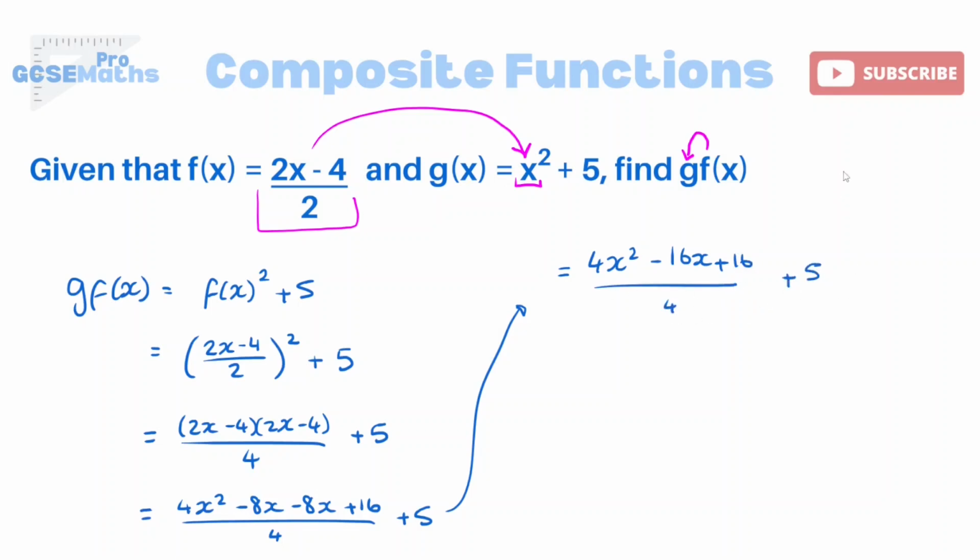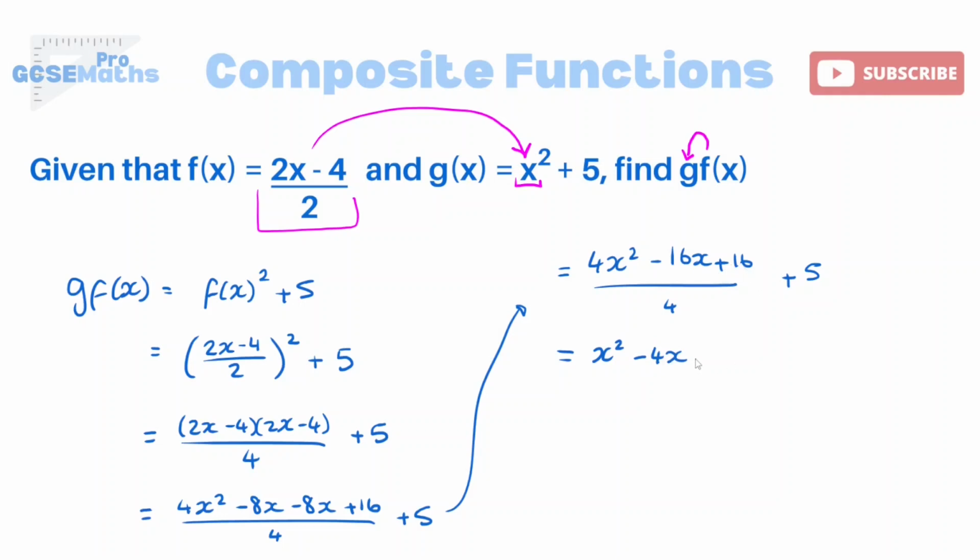Now, I can actually simplify this fraction because if all of the terms have a common factor, you can divide by that common factor. So, for example, we've got the 4 here, 16, another 16, and a 4. All of them can be divided by 4, can't they? So I can almost get rid of the fraction. I'm just dividing the whole thing by 4. 4x squared divided by 4 is obviously just 1x squared. Minus 16x divided by 4 would be minus 4x.